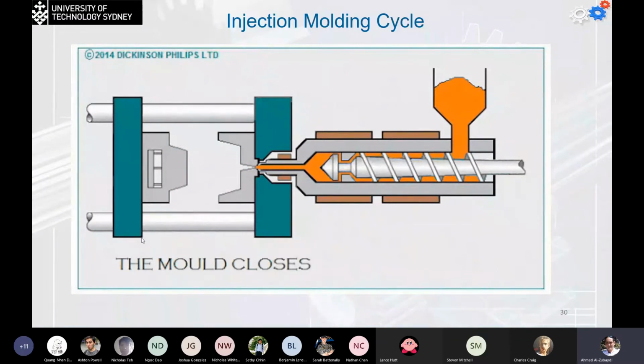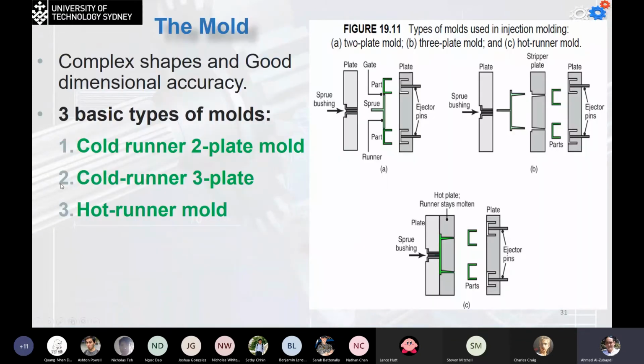Okay. So the mold itself can be classified into different types, like the cold runner with the two-plate mold. Usually the solidified plastic is going to run into the channels that connect the mold cavity to the barrel, and it must always be trimmed, as you can see here. This is the only part we will need to use.